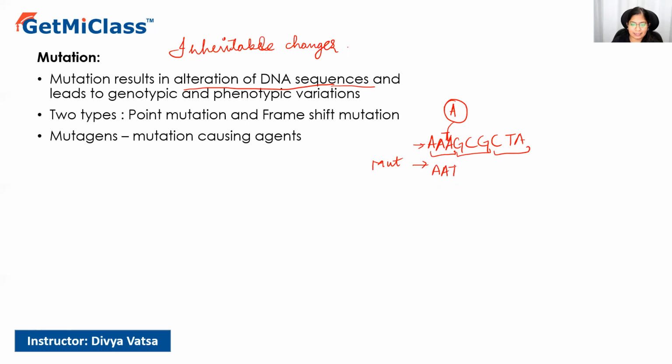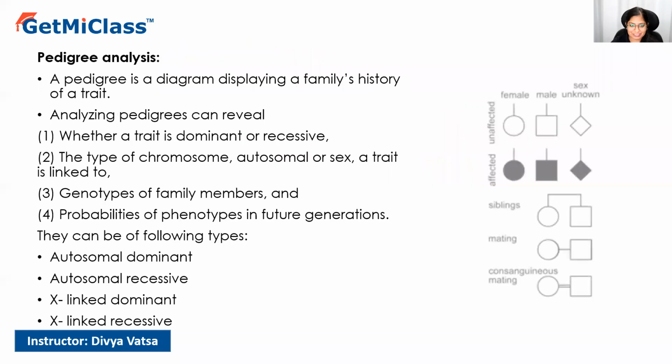So it will be AAP, then AGC, then GCT. Okay, so here we'll see that basically the whole reading frame is changed. That's why this is called a frame shift mutation. And the agents that cause this mutation are called mutagens. So there can be UV radiations or infrared radiations which could cause these mutations. There could be certain chemicals that can bring about mutations. So they are called mutagens.